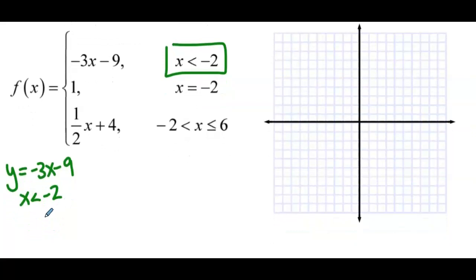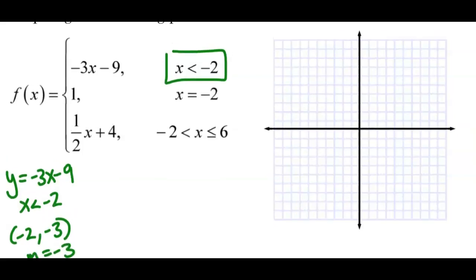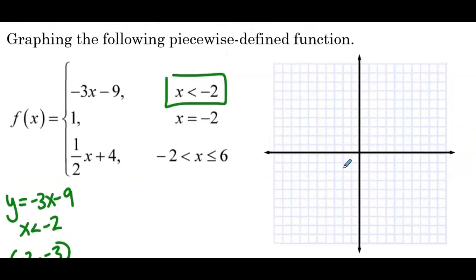So let's find our starting point by using x equals -2. When x equals -2, we substitute that into our equation. -3 times -2 is +6, minus 9 is -3. Now, instead of choosing another x value that's less than -2, which we've done before, let's try to use this point and the fact that the slope is -3. So we're going to plot the point -2, -3 with an open point because it's not equal to -2.